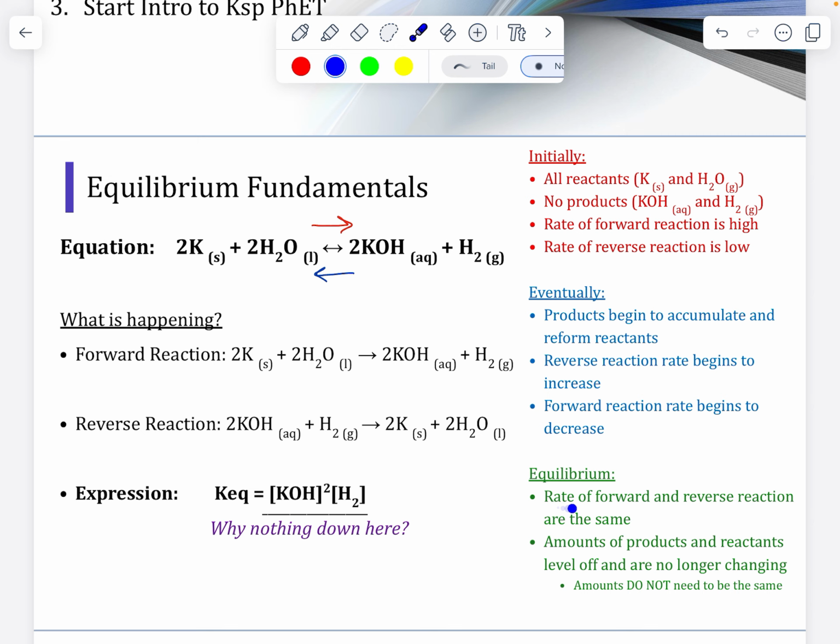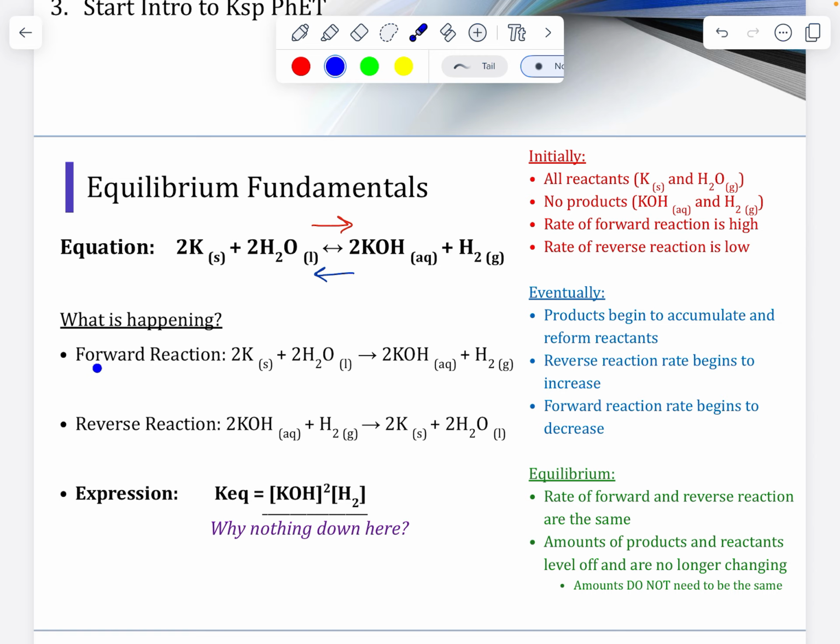And so when those rates become equal, that is when we've reached chemical equilibrium. So the exchange between those is equal, which means the amounts of products and reactants are going to level off, and they're going to stay constant and are no longer changing. The amounts don't have to be the same, but whatever the concentration is for that specific product or reactant, its concentration is going to stay consistent.